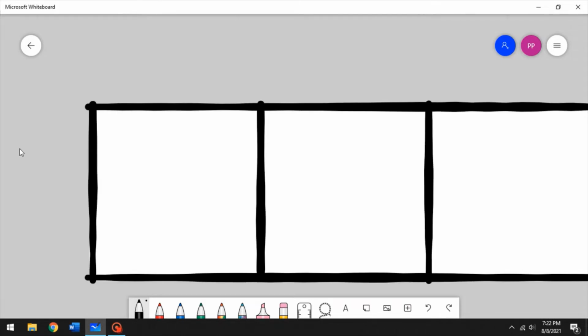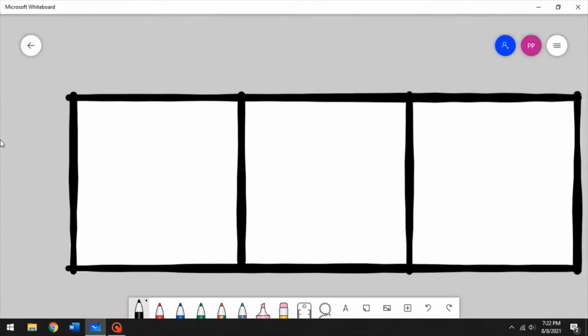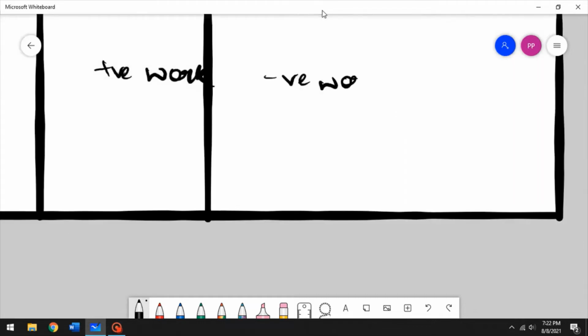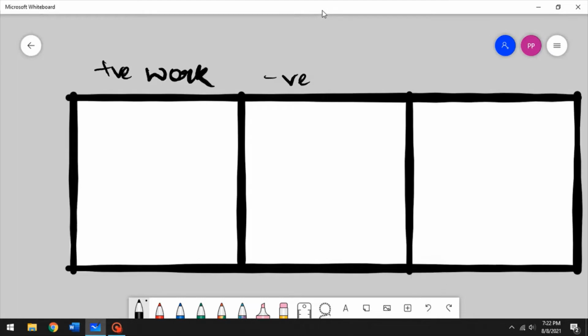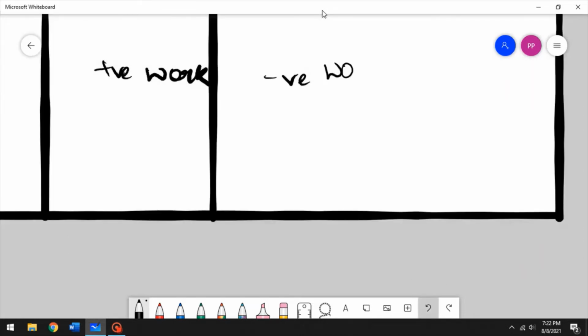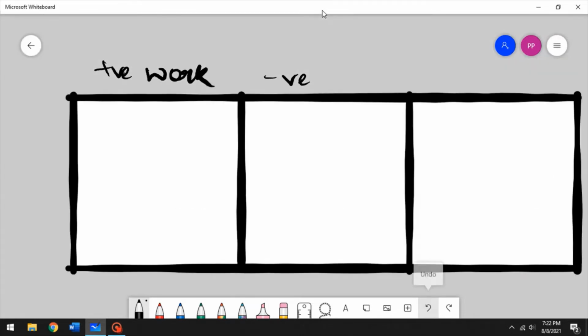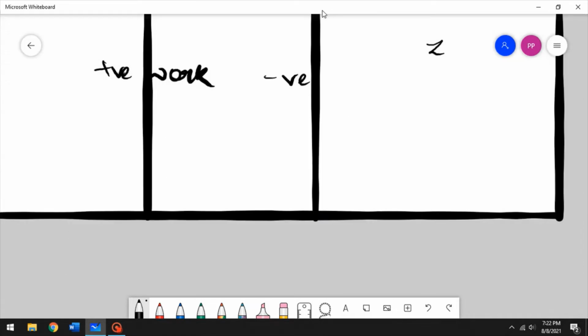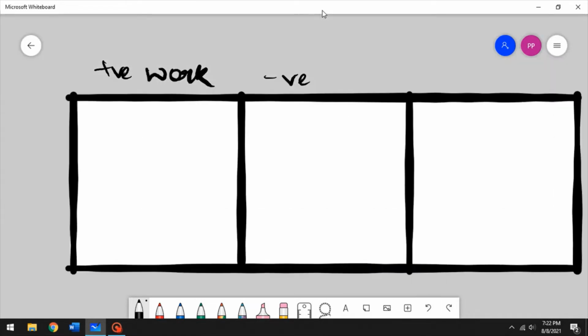Okay, so this would be positive work. That's the first situation. This would be negative work. And if there is a positive and a negative, what would be the third kind? Zero work.